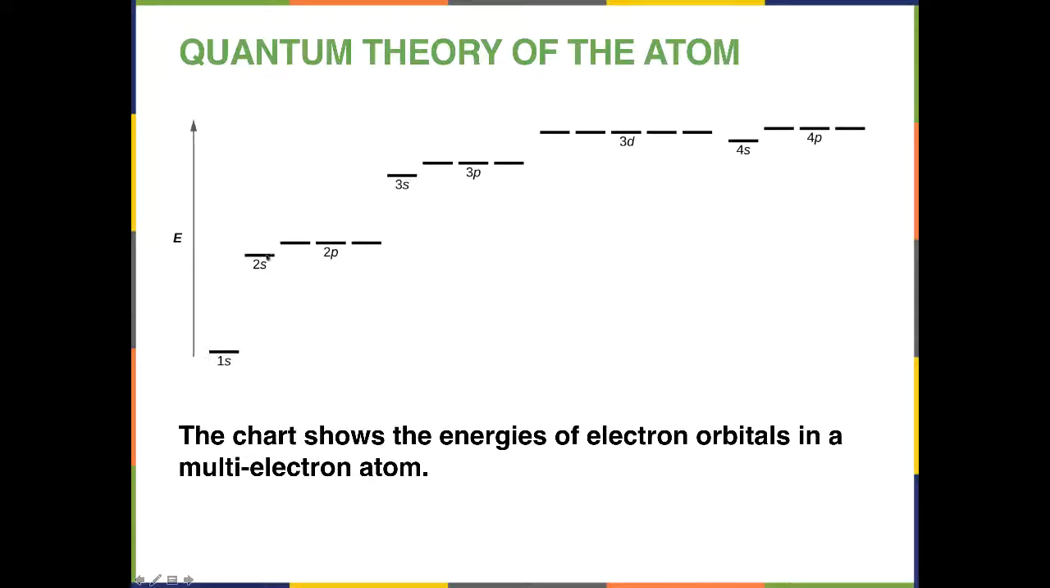Each one of these lines can hold 2 electrons, and we'll show you that in just a second. Then you get to n equals 3, and you have 3 possible energy levels. L equals 0, L equals 1, L equals 2. And then 4, and interestingly, the 4, L equals 0, has slightly less energy than the 3, L equals 2. And we'll look at that some more in another slide.